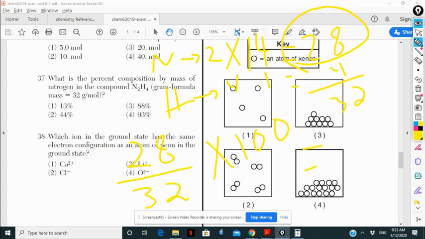If you're using your calculator, it comes up to 87.5%, I think. So the answer must be number 3.